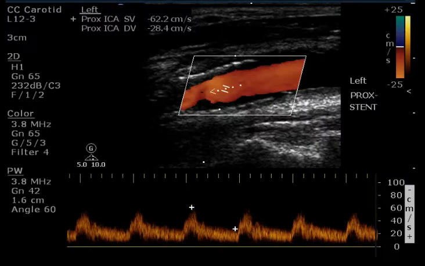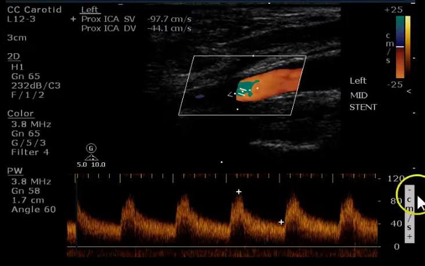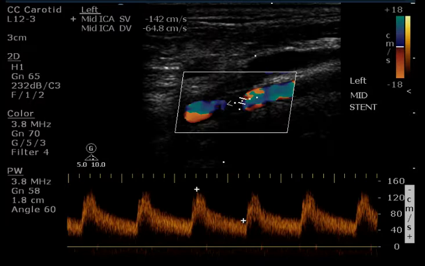Here we have flow in the proximal portion of the stent. This is normal looking with the exception of the parvus tardus. Mid-stent, we get normal flow velocities, normal spectral window. It appears good. Distal stent, we have flow now that's 142 centimeters per second. Good spectral window, normal diastolic velocities.